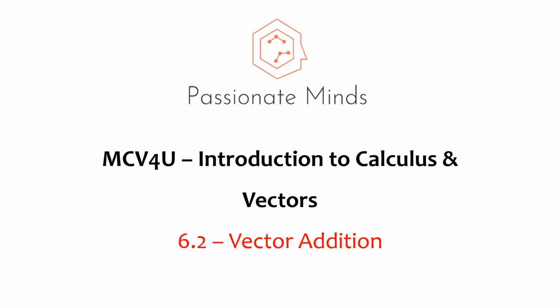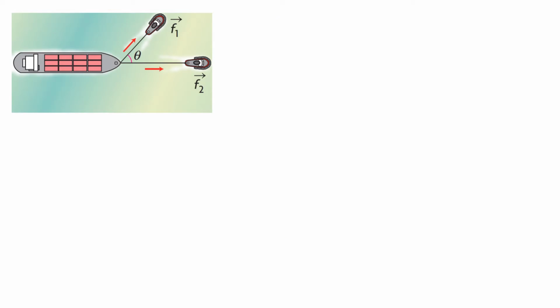Today we will go over section 6.2, which is vector addition. In this section, we will go over how vectors can be used in physical situations. Now, to understand why we need vector addition, let's consider this case.